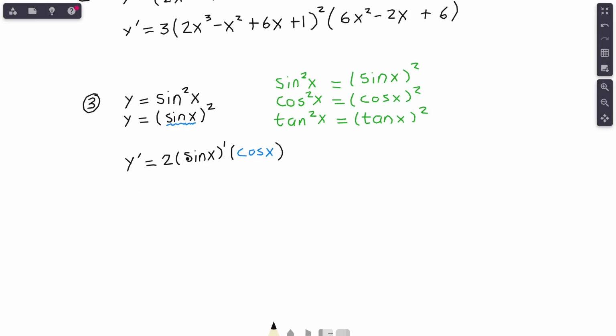The way you'll probably see this written is we'll probably omit the parentheses and just write this as 2 sine x cosine x.